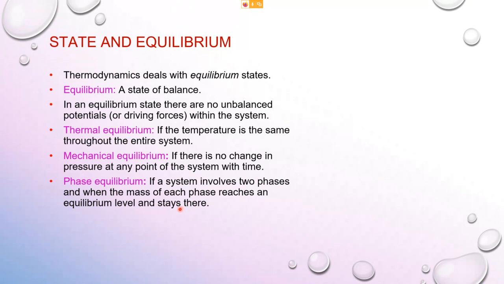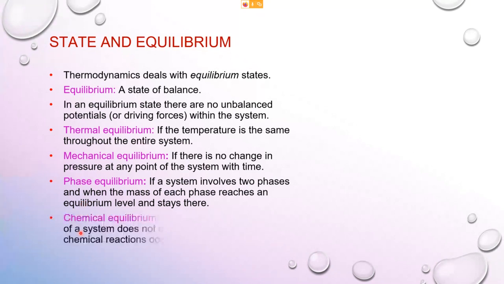So let's say, for example, initially you have 1 kg of ice. When you supply heat, the ice will melt and become water. If 1 kg of ice remains as 1 kg of water, then we say the system is under phase equilibrium. So you have thermal equilibrium, mechanical, and phase equilibrium.